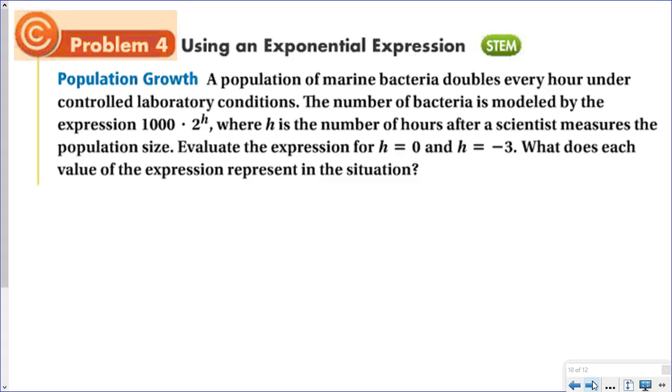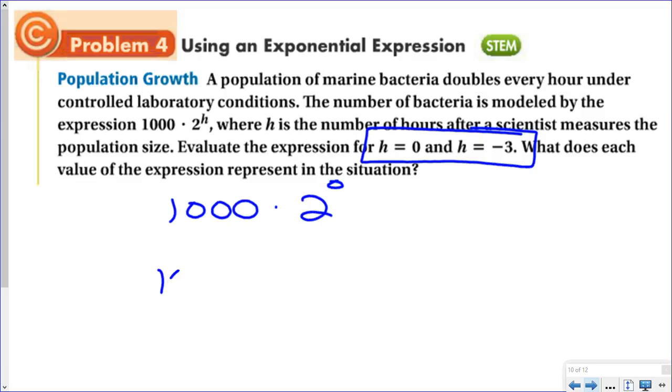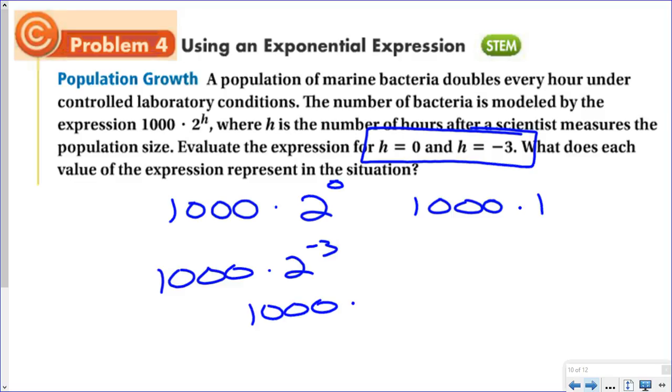This is the one where, again, you plug these numbers in place of the variables and come up with your answer. This is more of a calculator one, though. 1,000 times 2 raised to on the first one is 0, and then the second one would be 1,000 times 2 raised to the negative 3rd power. You know anything to the 0 power is a 1, so this is 1,000 times 1. 1,000, and then you'd move this to the bottom, so it'd be 1,000 times 1 over 2 to the third power, and 2 to the third power is 8. Then you could finish that.